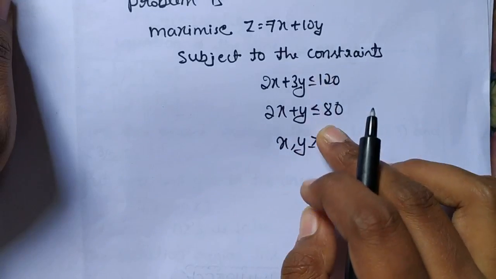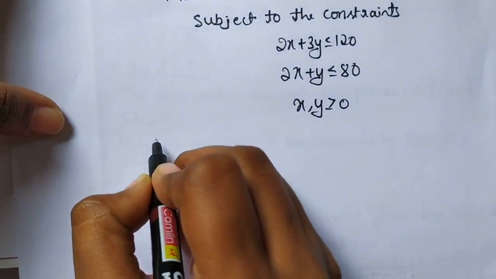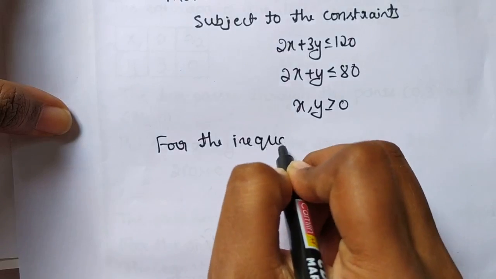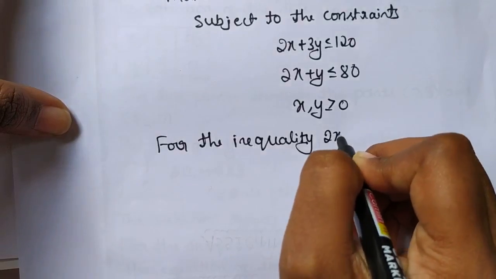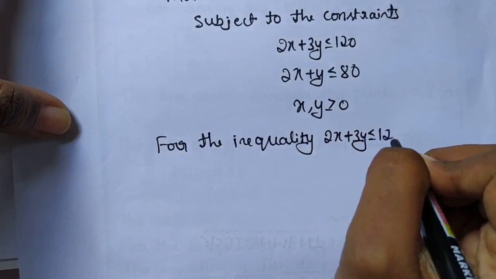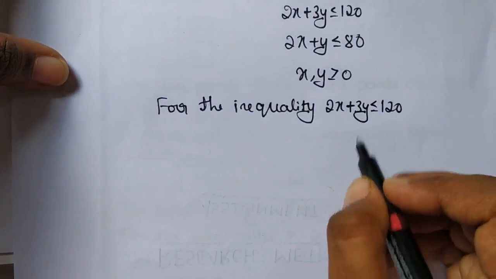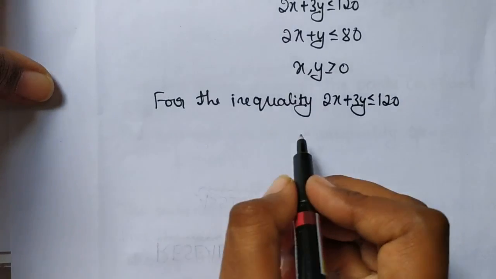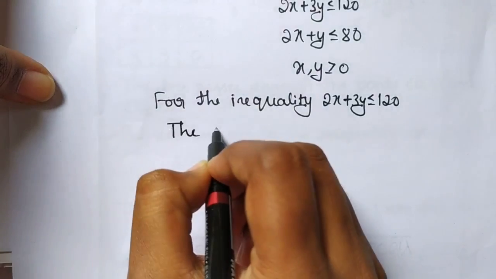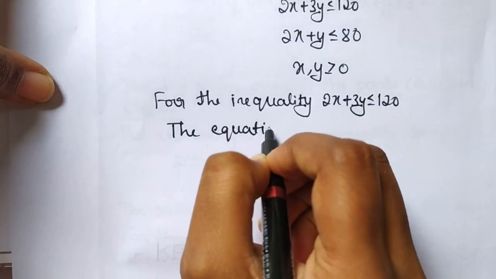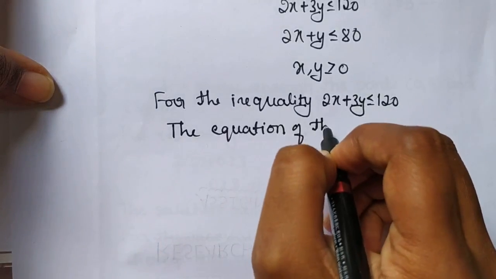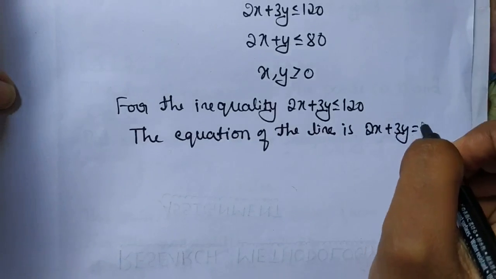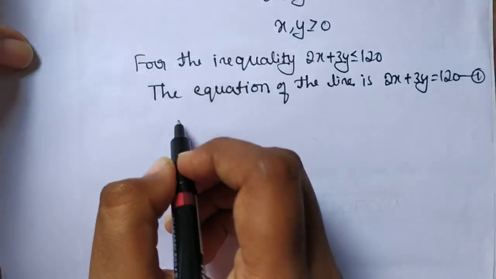We solve the inequalities one by one. For the first inequality, 2x plus 3y is less than or equal to 120, again we follow two steps, that is to find the points on the line of the inequality and to find the solution region of the inequality. To find the points we write the equation of the line. The equation of the line is 2x plus 3y equals 120, call this equation 1.